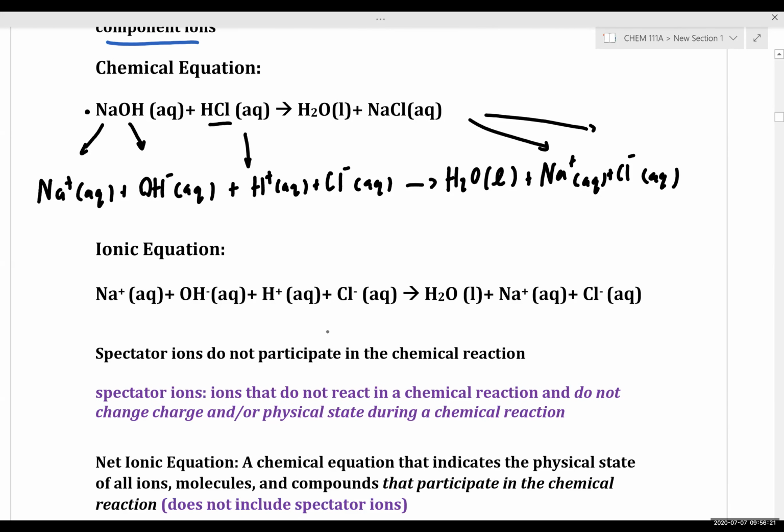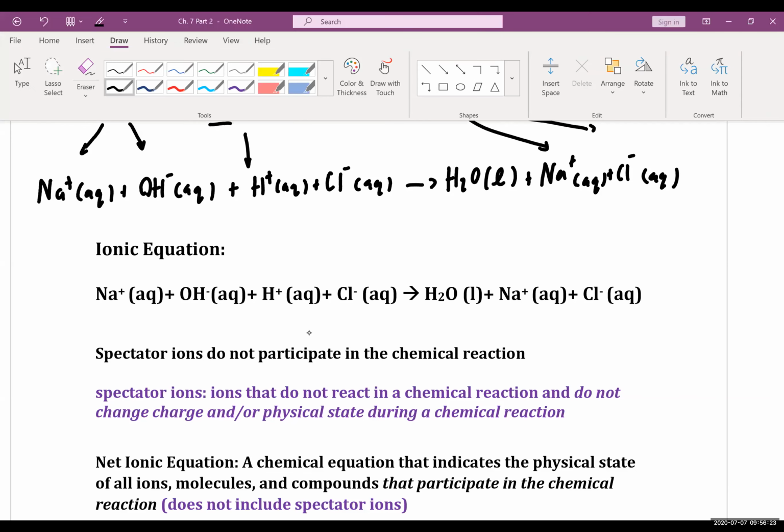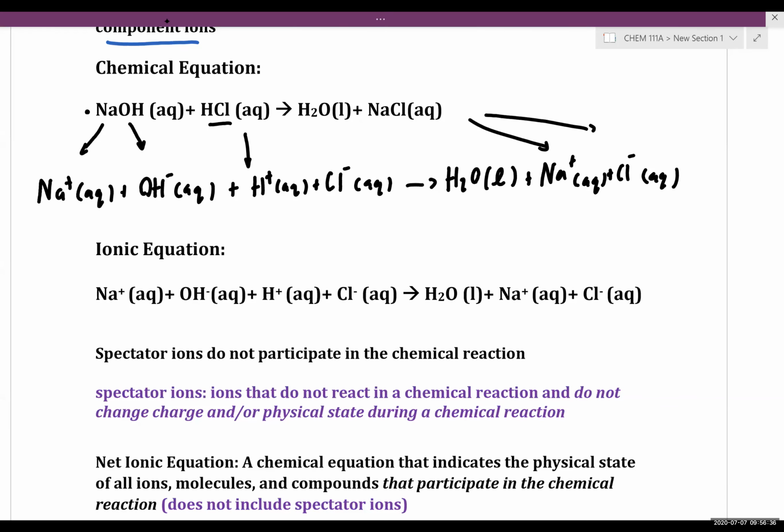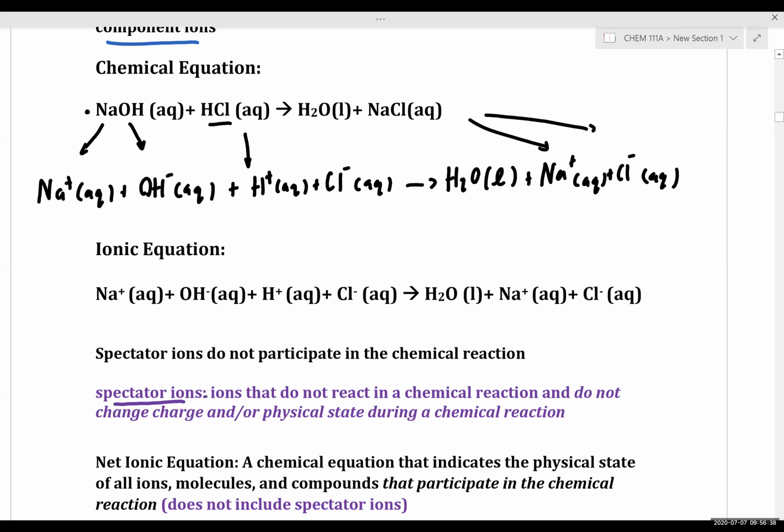And from the ionic equation, we can notice something quite interesting. There's a term to describe certain types of ions in our ionic equation. Spectator ions are defined as ions that do not react in a chemical reaction and do not change charge and/or physical state during a chemical reaction. They're not actively participating in the chemical reaction. It's more like they're just spectating.